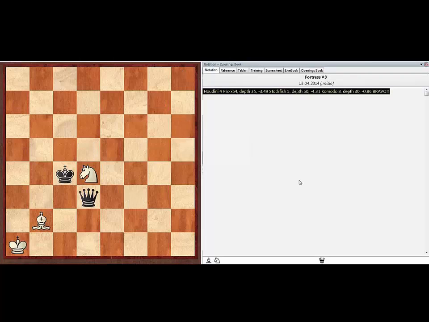This fortress is very rare, but it is a fortress. The bishop is controlling these squares, the knight is controlling these squares. All these squares make a wall through which black's king cannot penetrate, and white will always have either a move with the king or with the bishop back and forth. It's an easy draw, a well-known easy draw, though a very rare one.